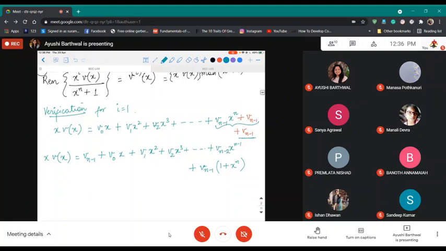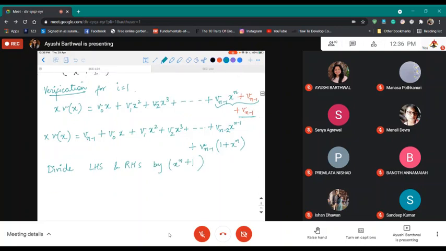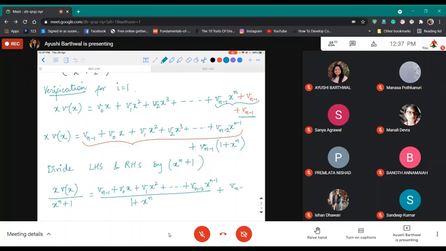Now if I divide the left hand side and right hand side by x^n plus 1, since this term is not a factor of x^n plus 1, we'll be getting x^n plus 1 in the denominator, that is, we'll be getting V0 x, V1 x square, plus Vn minus 2 x^(n minus 1) upon 1 plus x raised to the power n, whereas Vn minus 1 will be one of the factors of 1 plus x^n.